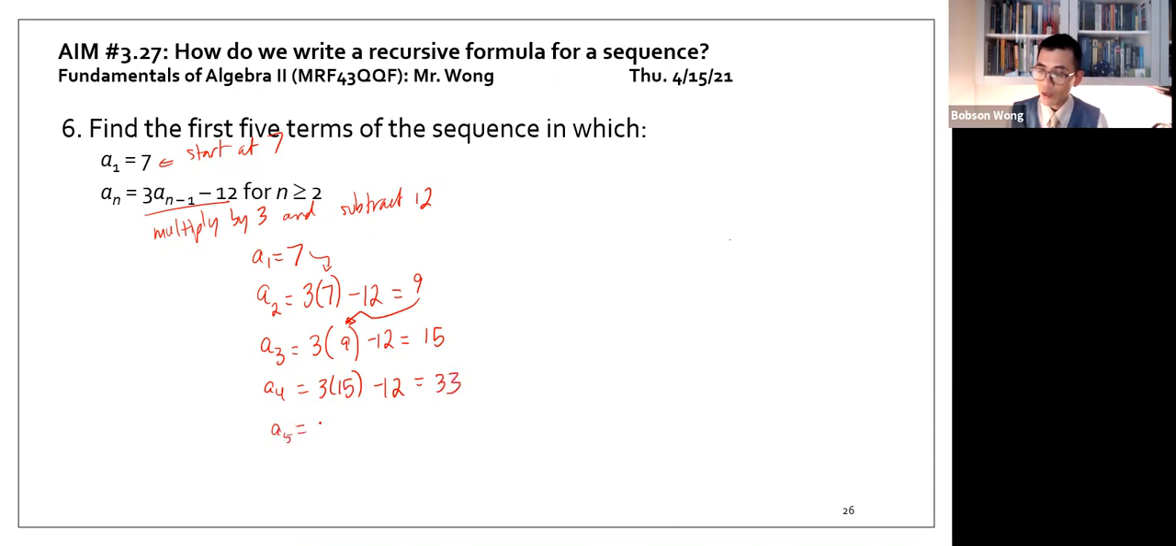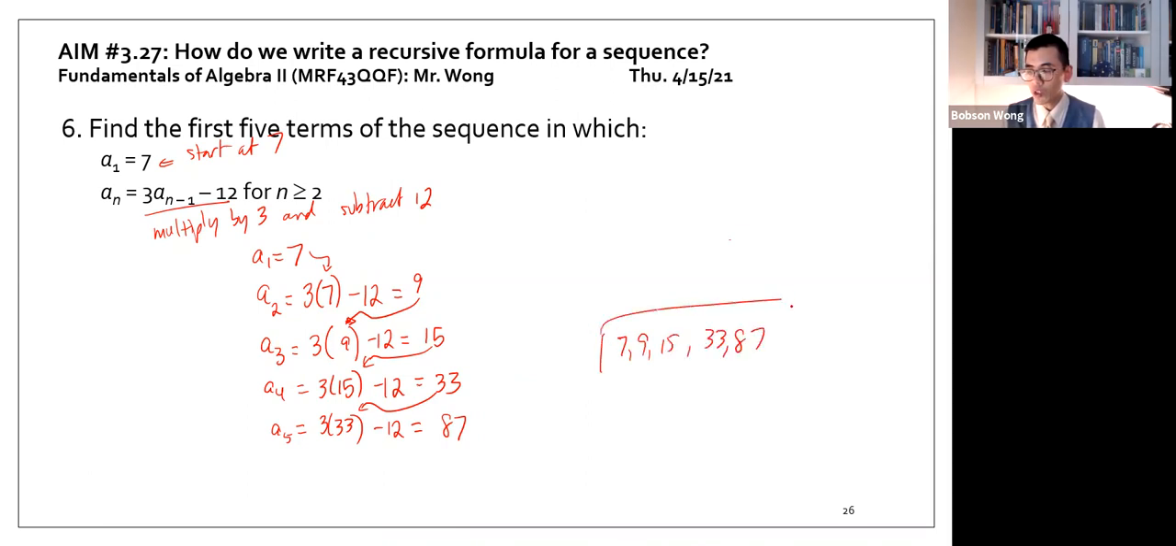So a sub 5 is 3 times 33, minus 12, which is 99 minus 12, which is 87. So the first 5 terms are 7, 9, 15, 33, 87. And make sure that you show all of your work for these problems.